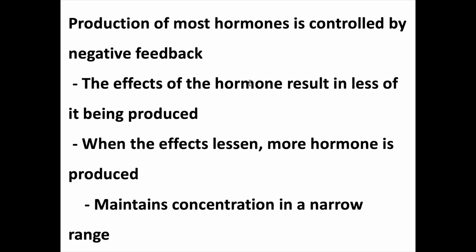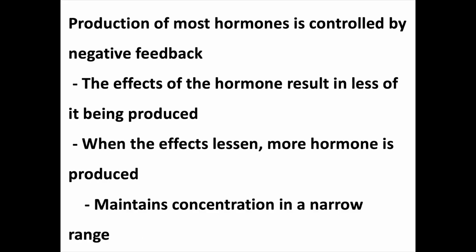So to read through this slide, the effects of the hormone result in less of it being produced. It shuts itself off. But when the effects of this hormone lessen, you're going to make more of that hormone again, and then it's going to shut itself off, and then you're going to make more of it, and it'll shut itself off. It's a constant cycle, but that's negative feedback. The whole purpose of this is that it maintains the concentration of water or ions or glucose or whatever it is in a narrow range without getting too high or too low. And hey, that was the point of this whole chapter, homeostasis.